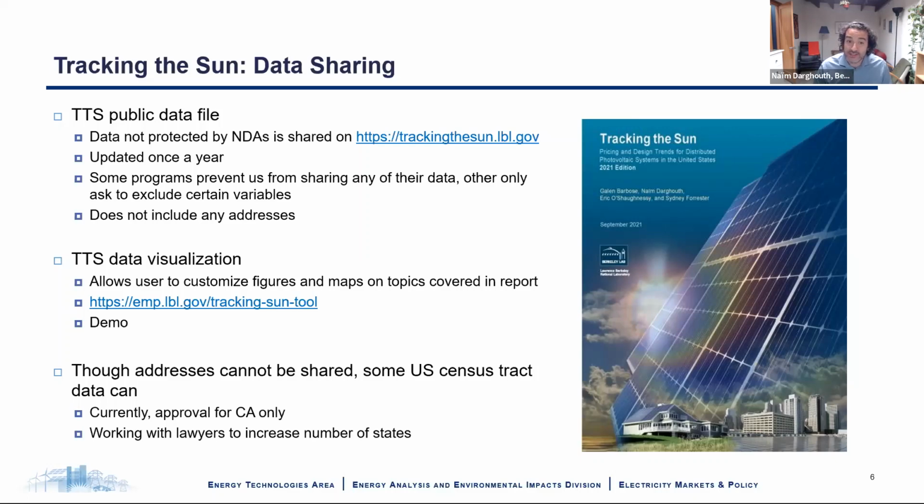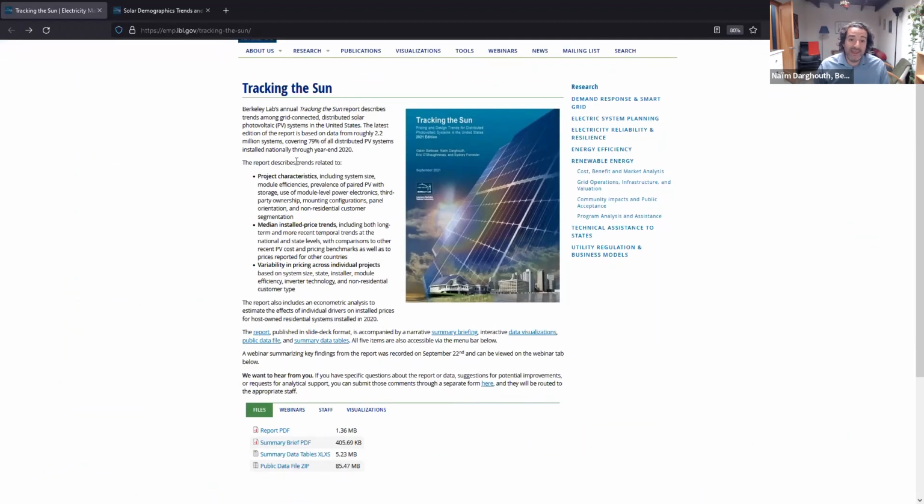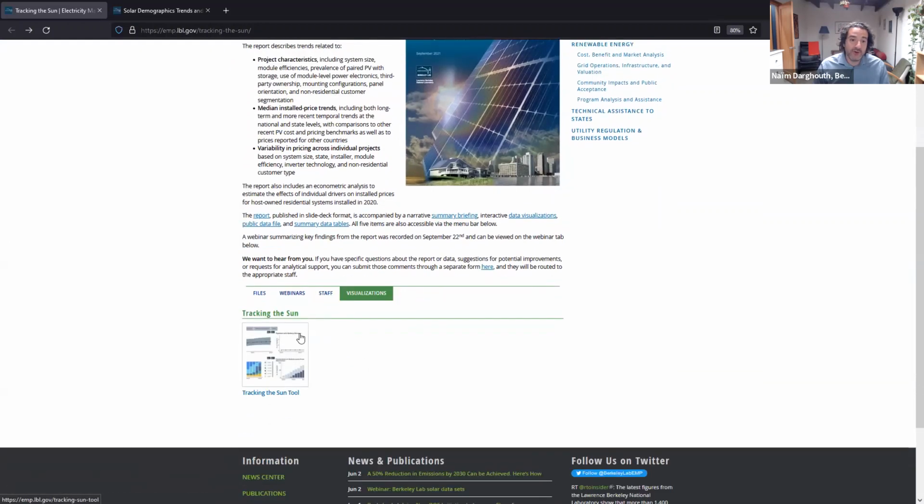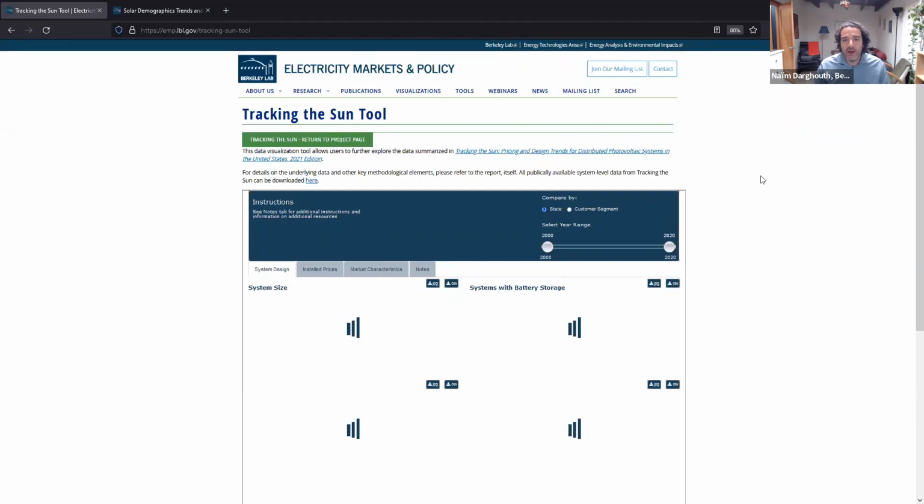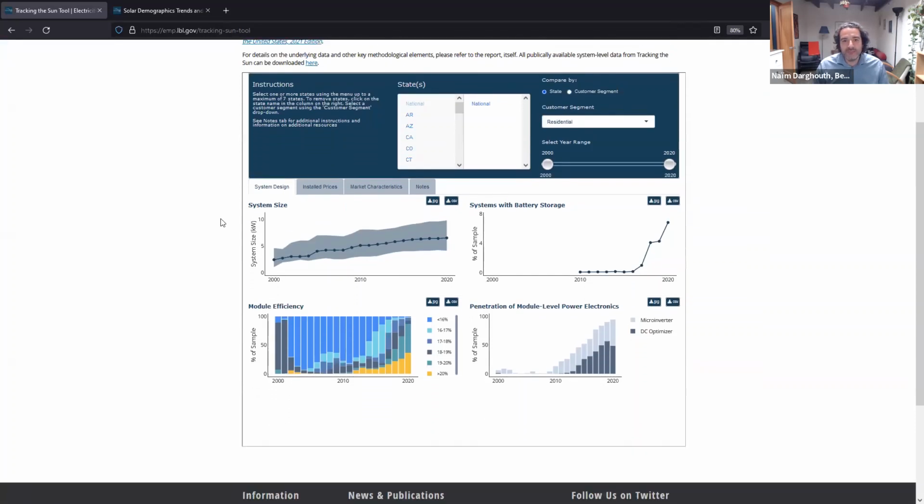We do have a visualization that makes use of the full data sample and really enables users to develop customizable maps and figures. You can find the visualization by just going to this link here. And I'm going to just quickly show you what that looks like. So by going to the Tracking the Sun landing page, you can access this by clicking on Visualizations and the Tracking the Sun tool. And here, you'll see some information about the tool, a user guide that you can download, and you can do some customized analysis for specific states and recreate some of the figures that are in the report for specific states.